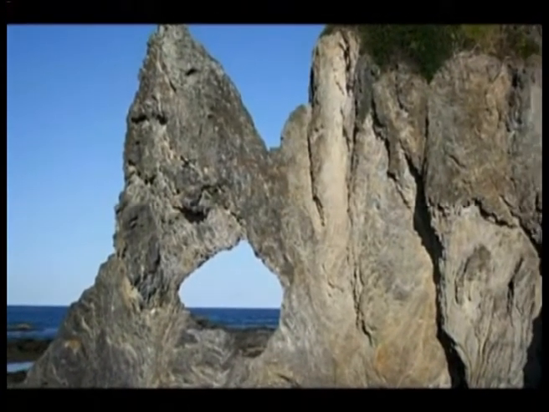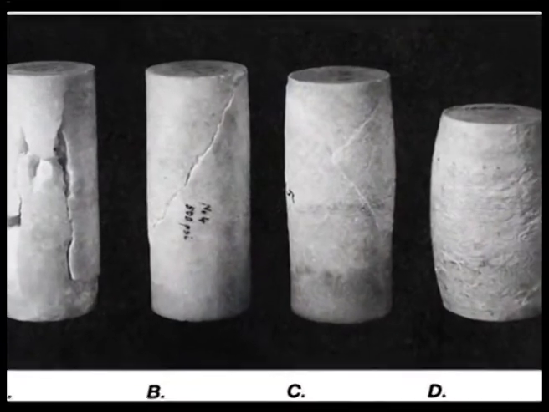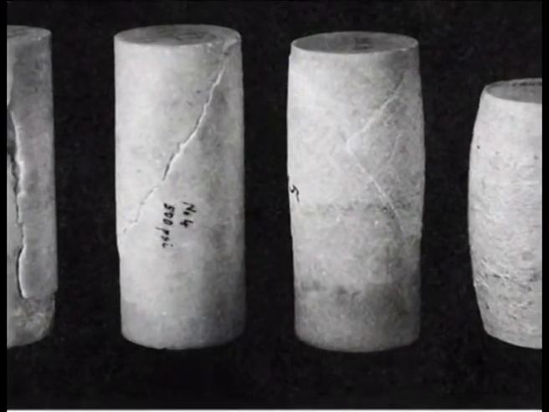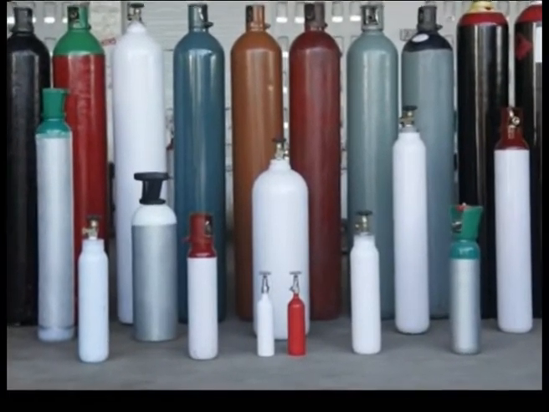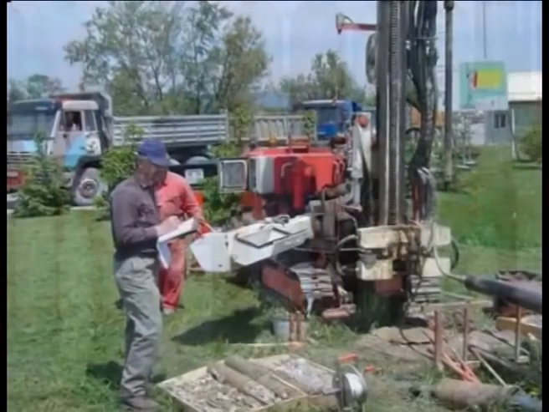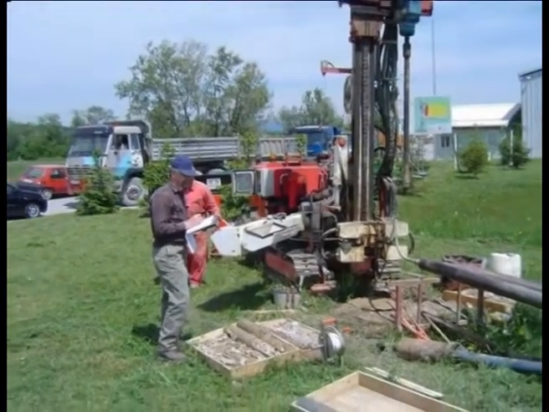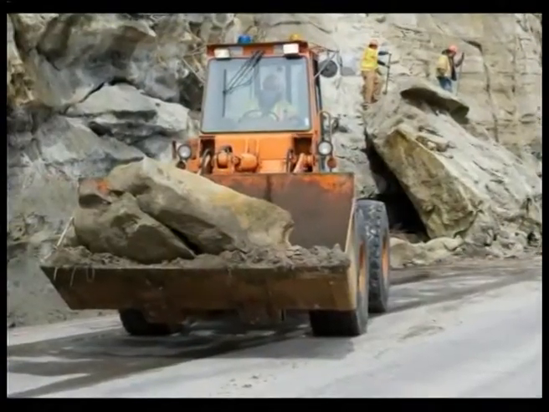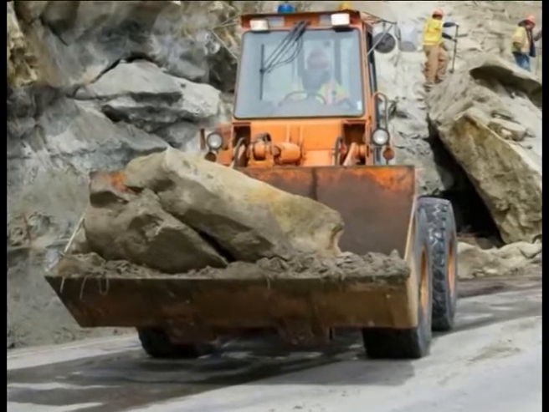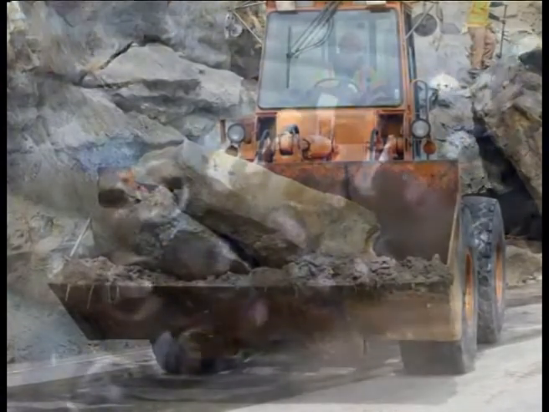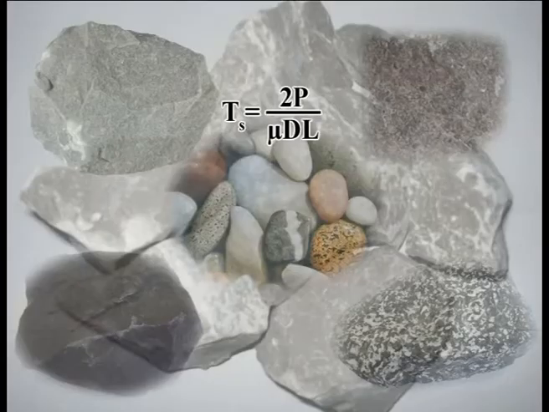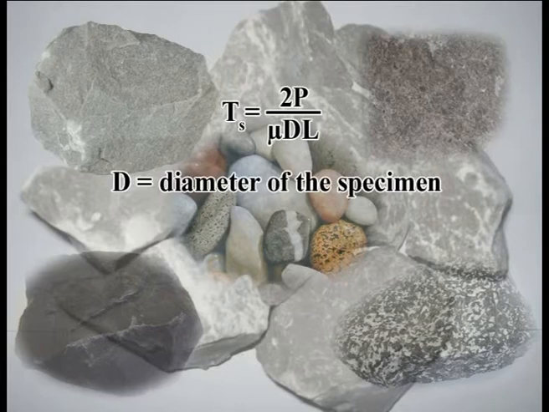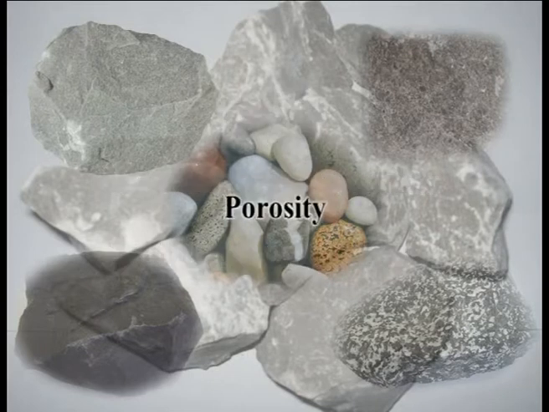The indirect method, called the Brazilian test, consists of loading a test cylinder diametrically in such a way that the applied loads would develop a tensile rupturing along the diametrical plane of the specimen. Loads are gradually increased till the cylinder fractures. With the load P at rupture, the tensile strength Ts is calculated by using the formula Ts is equal to 2P divided by πdL, where d is the diameter of the specimen, L is the length of the specimen.